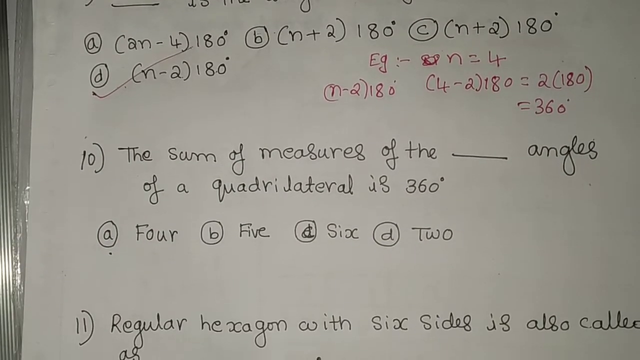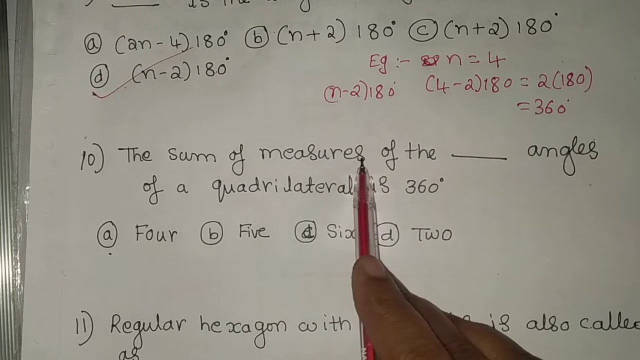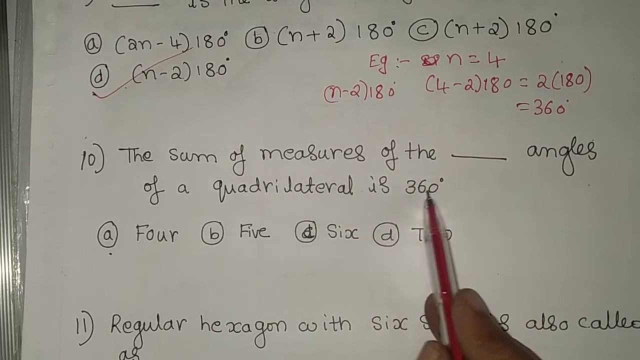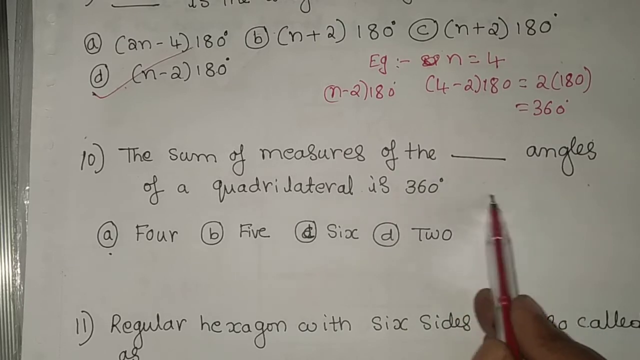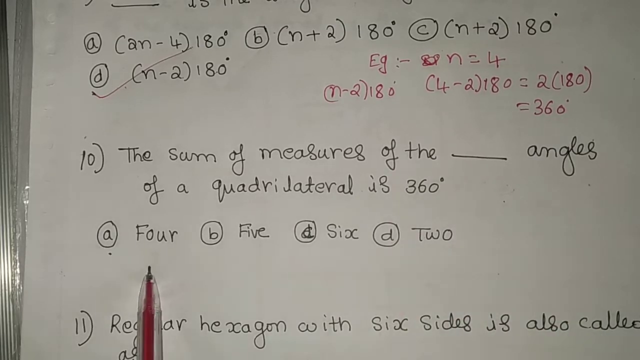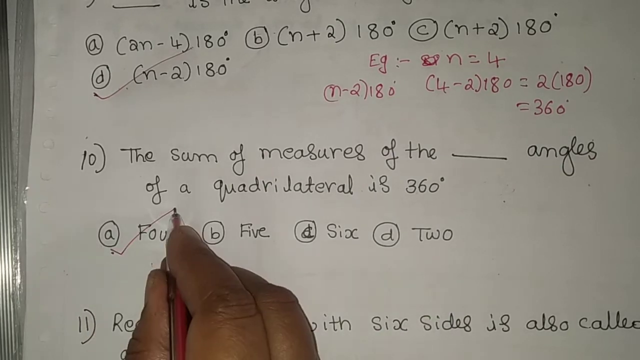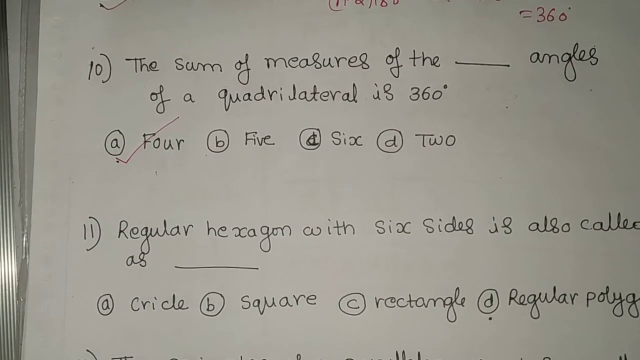Next we move on to: the sum of the measures of dash angles of a quadrilateral is 360. So the sum of the measures of how many angles of a quadrilateral? As we know, the quadrilateral will have 4 sides. The options they have given are 4, 5, 6 and 2. So option 4 is the correct one.